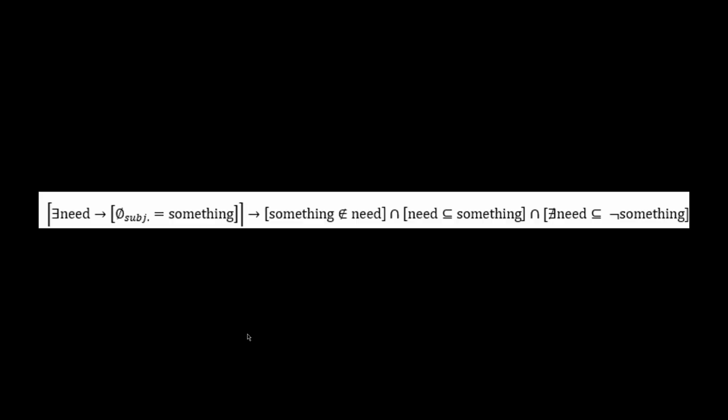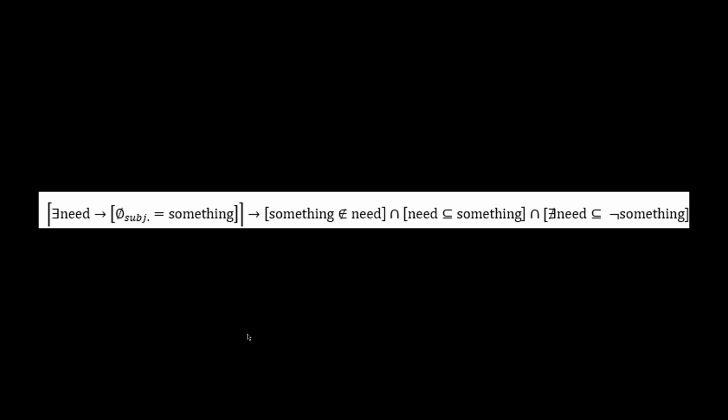Oh my god. Here is the set logic. I'll show this on screen. Here, this means that there exists a word need that implies a null subject called something. Something is independent from need, and need is dependent on something. Need cannot exist without something. Now the word need cannot exist without the word something.